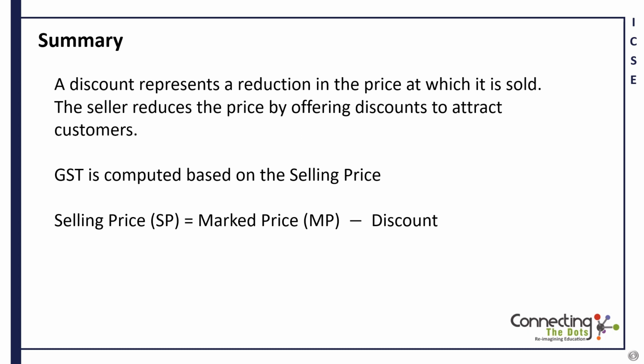The second thing we discussed was about discounts. How do you account for discounts in such problems? Discount represents a reduction in the price at which something is sold. So you have to use the discount rate to reduce the discount amount from the marked price so that you get the selling price. So selling price is equal to marked price minus discount. You can apply the GST tax rate on the selling price. So these were the main points that we discussed today.